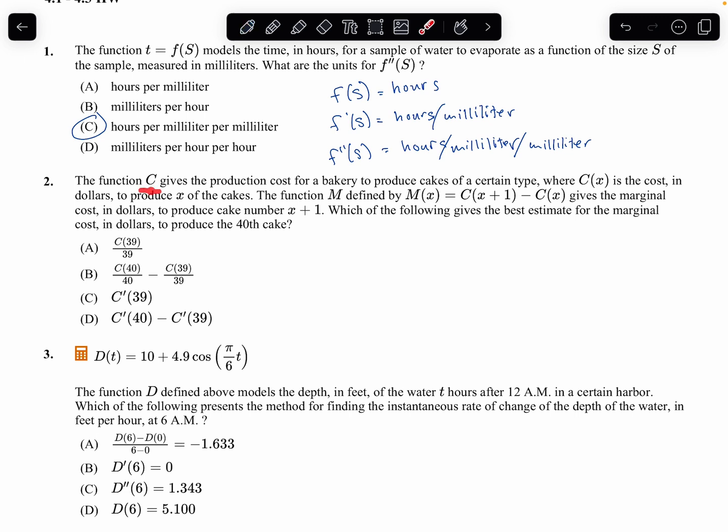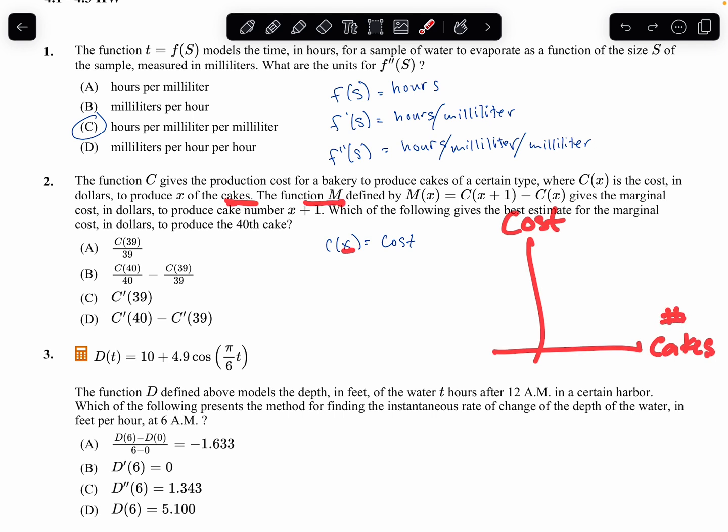So the function C gives the production cost for a bakery to produce cakes of a certain type, where C of x is the cost. Okay, so this is y. C of x is going to be equal to the cost in dollars to produce x number of cakes. And x is the number of cakes. So if I had an axis right here, this would be cost, and this would be number of cakes.